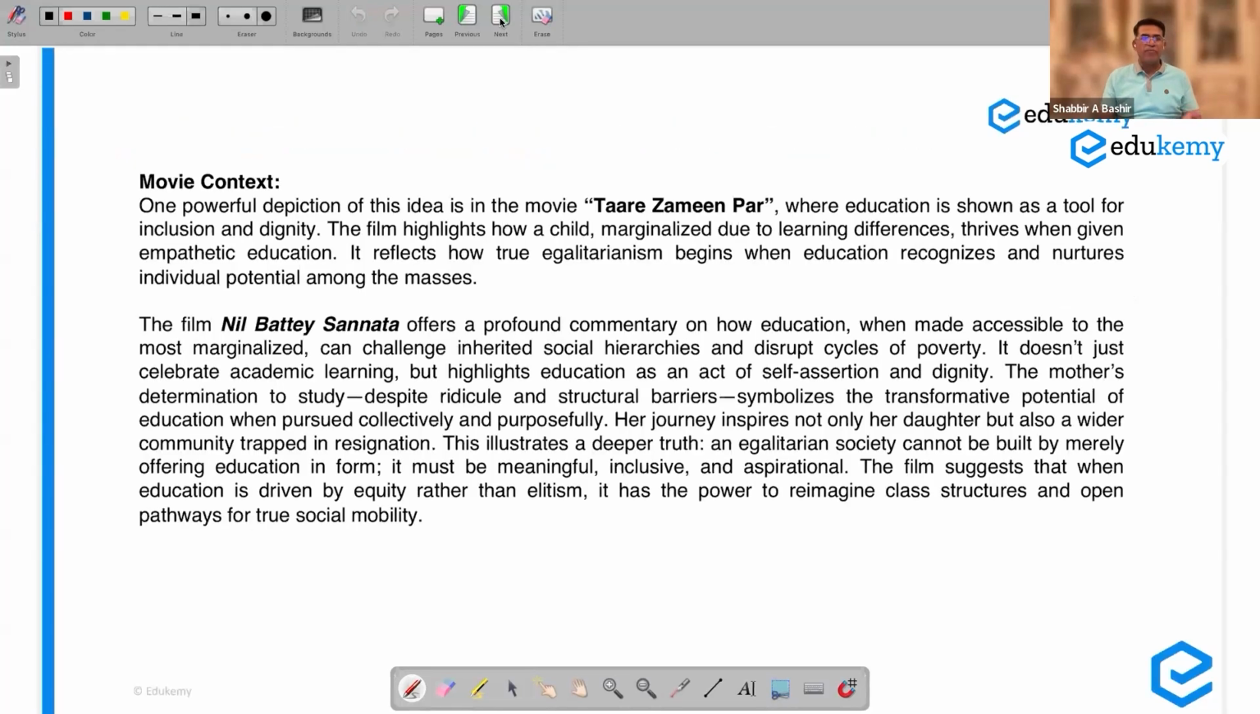And I've taken two examples from movies, Taare Zameen Par, but a better example is Nil Battey Sannata. See, I'm not saying that you must have watched these movies, but if you have watched some movies, if you've read some books, it makes your essay richer. It makes your essay a bit more engaging because the range of discussion is broad. And I'm not just mentioning the movie, I'm discussing it. In this movie, look at the description.